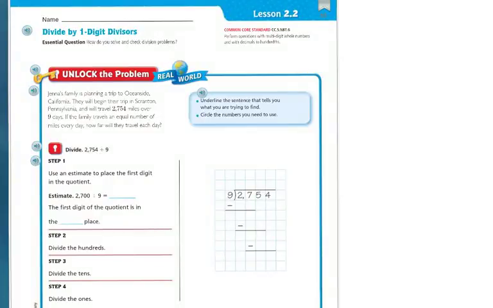Good morning. Today's lesson is 2.2. We are going to be dividing by one-digit divisors. So our essential question today is, how do you solve and check a division problem?